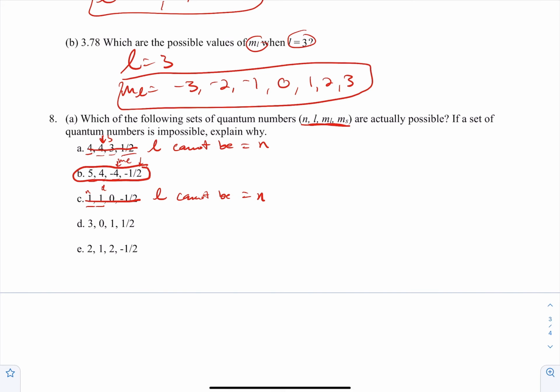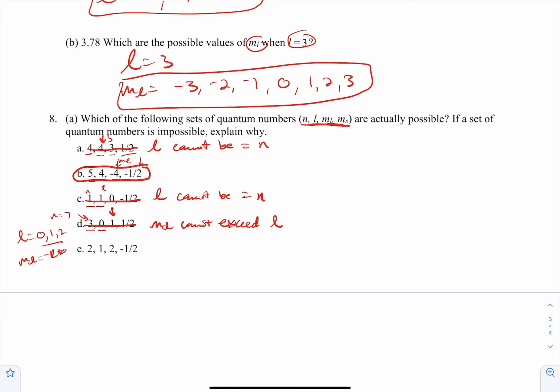D: n is equal to 3, and L is 0. That actually works. With L, we can start from 0 and go to 1 and 2, which are the possible values when n is equal to 3. So 0 is one of those values. And then it says 1. Remember, this is m sub L, which is equal to negative L to L. But if L is 0, then we could only have 0, and so this is actually not valid. So I'm going to say m sub L cannot exceed L. We've gone over it by 1, so it's just not going to work.